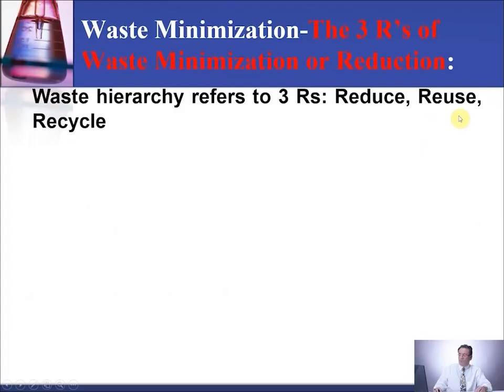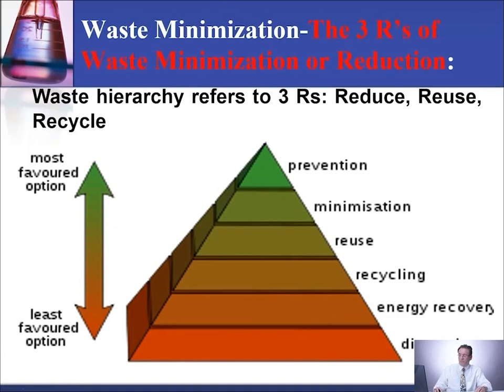What are the 3 R's of waste minimization or reduction? They are reduce, reuse, and recycle. Reduce is most favorable, then reuse if you cannot reduce, and then if you cannot reuse, recycling. This is the pyramid from the most favored option to the least favored when it comes to waste minimization. First, try to prevent. If you cannot minimize, reuse, or recycle, then use it for energy recovery, generate energy from it, and the least desired thing is to dispose of it.